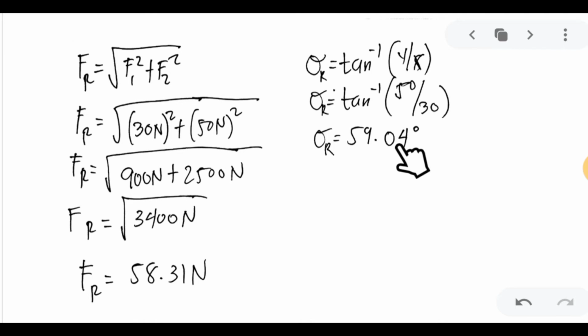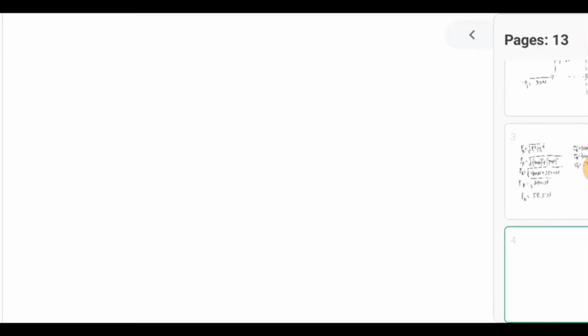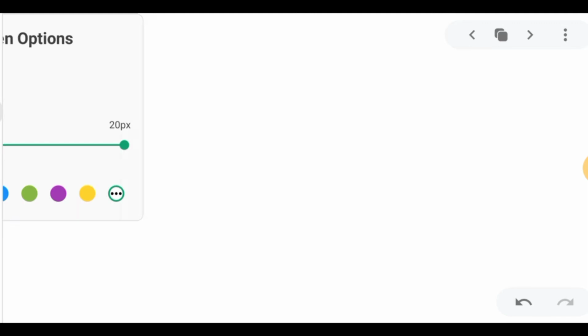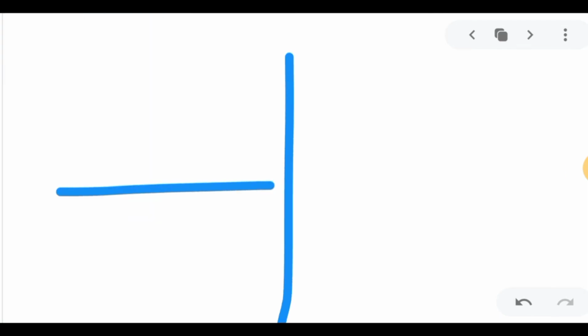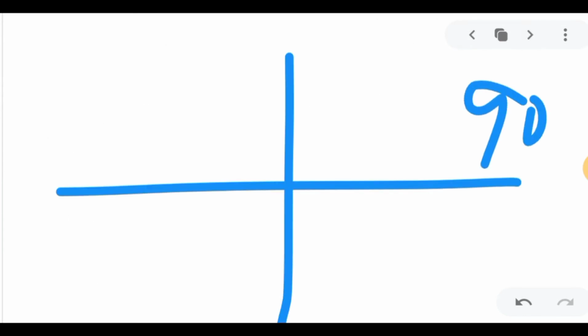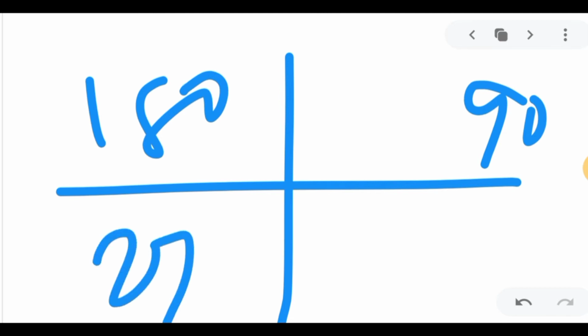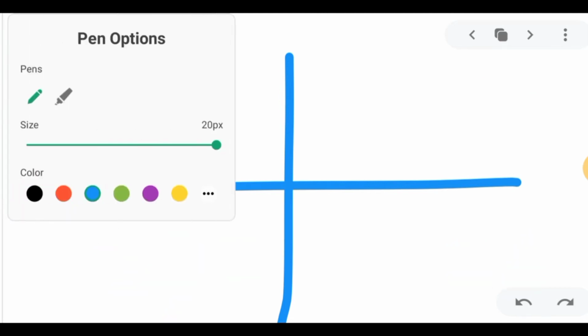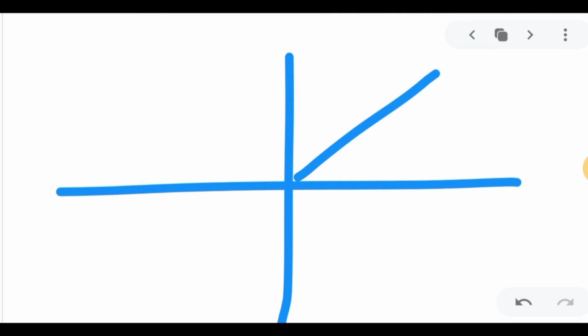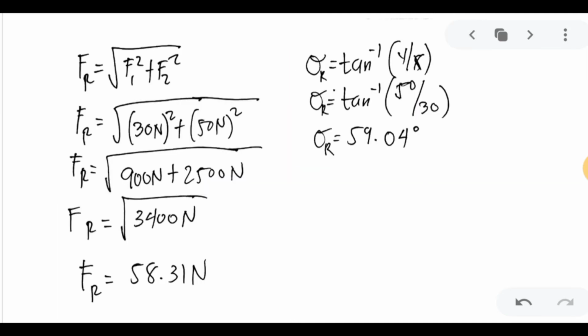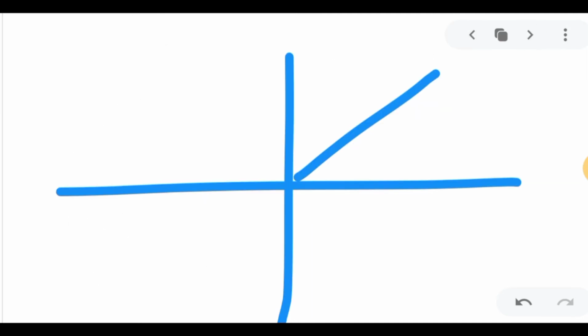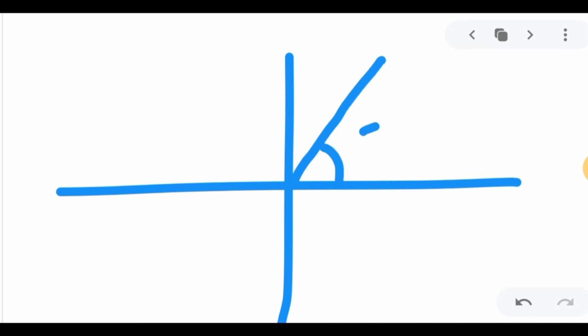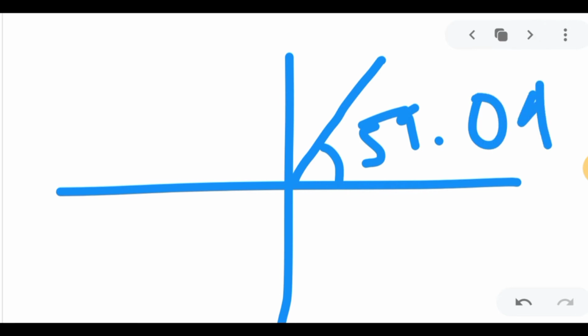If you plot this on a Cartesian plane, let me draw a Cartesian plane for you. Let us say this is your Cartesian plane, and the angle is 59.04. We know that this one is 90 degrees, this is 180, this is 270, and this is 360. So half of this is 45, right? You may use a protractor if you want. And that is 59.04, so it goes past halfway. Okay? And that is 59.04, the direction.